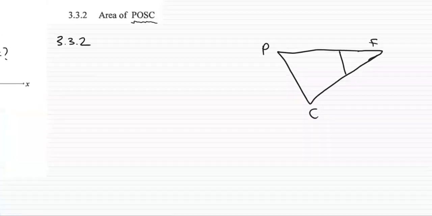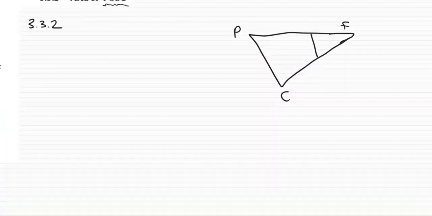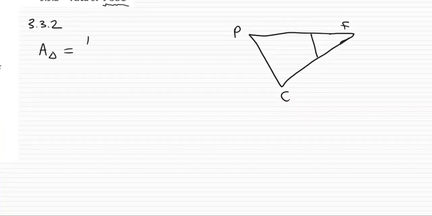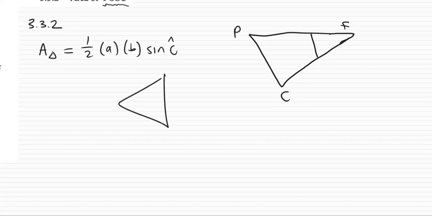Remember the non-90 degree triangle: the area of a triangle that doesn't have a 90 degrees angle is a half times A times B times sine of C, where C is the angle sandwiched between the two sides that you are using. So we're going to use this formula twice.